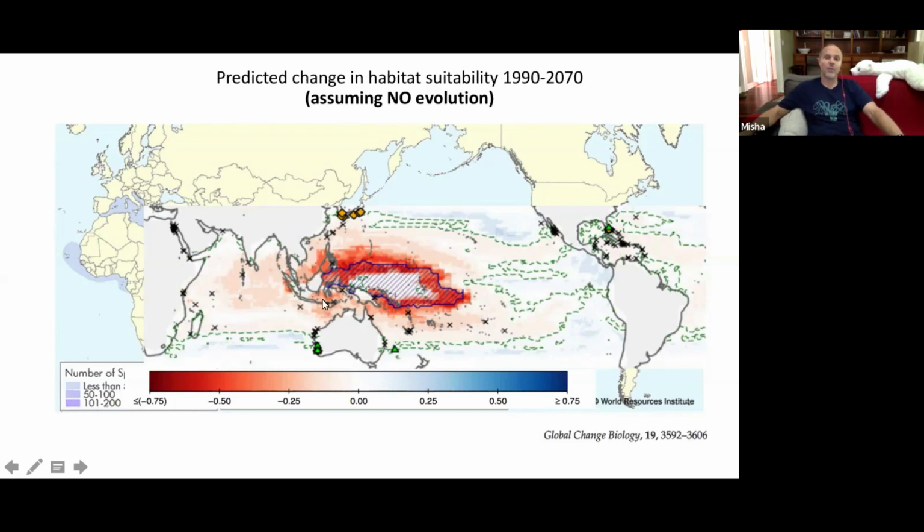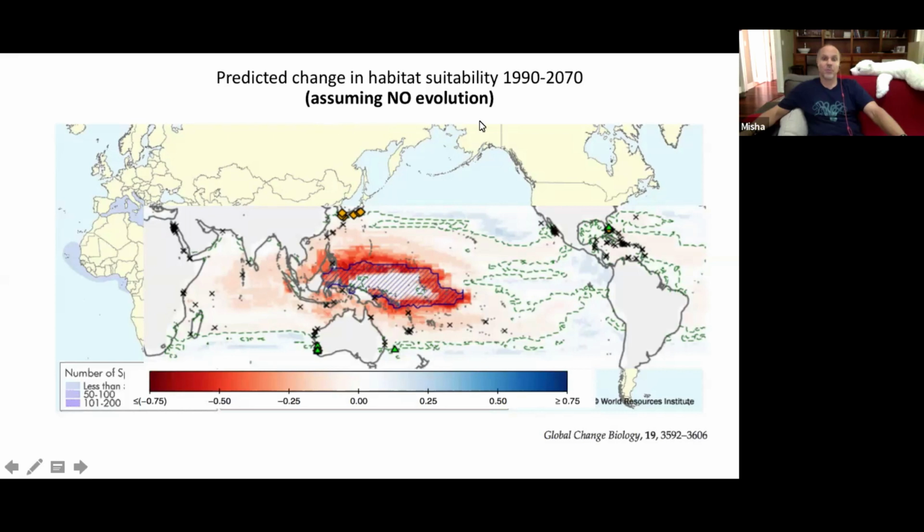So one important thing that these models assumed is that whatever corals are able to tolerate right now, these are the tolerances they will carry on in the future, and nothing will change. There will be no evolution whatsoever. And so under this assumption, the predictions are pretty dire indeed.